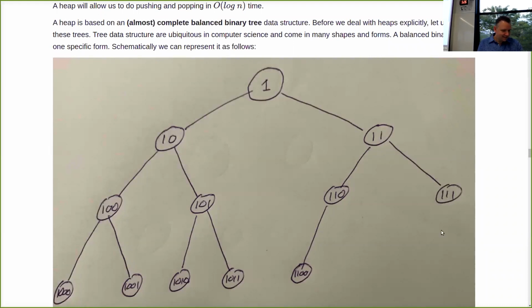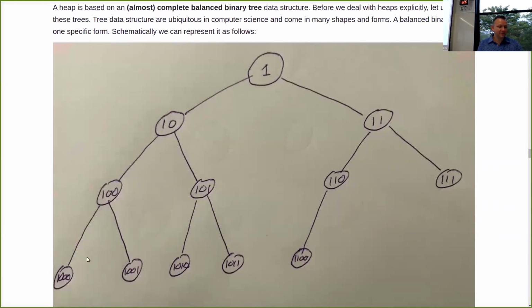The leaf nodes: the lowest leaf node is at most one level below the highest leaf node. That's the technical definition of balanced.